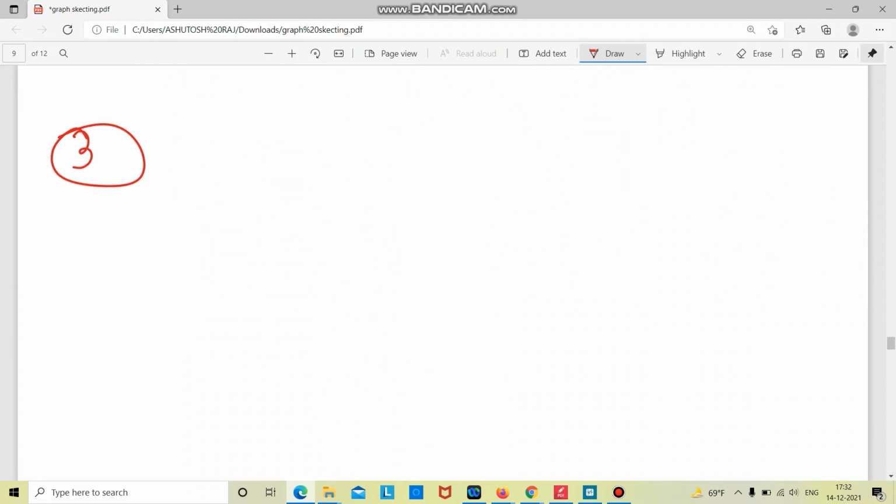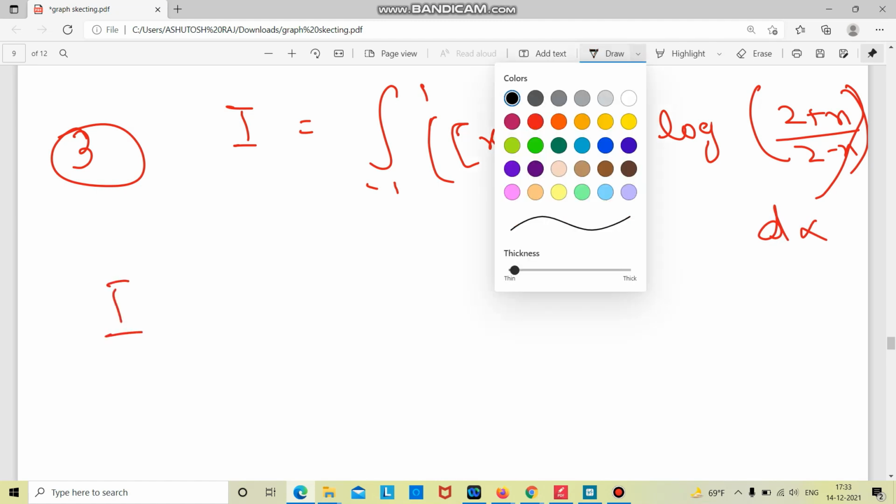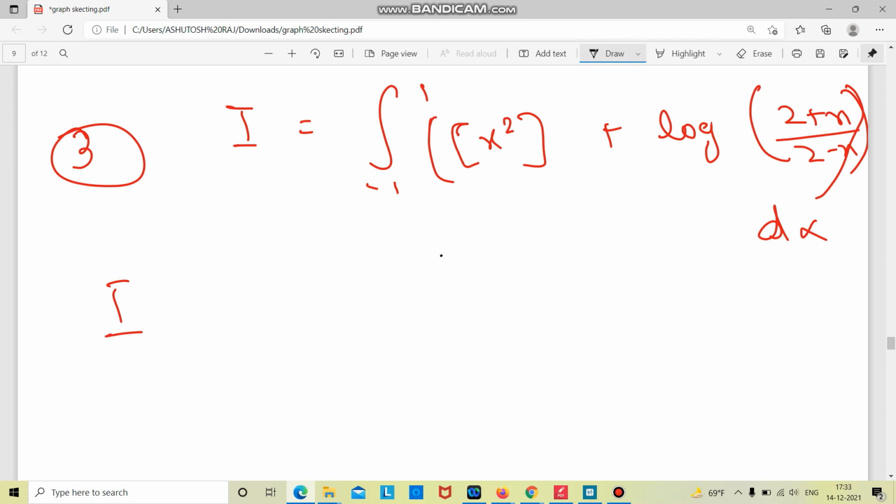Let's proceed to the next question. Question number 3, which is to calculate the value of I, where I is the integral from minus 1 to 1 of the greatest integer of x square plus log of 2 plus x by 2 minus x, whole dx. This is a mixture of questions of odd-even property and some graph based questions which we have done based on GIF and fractional part.